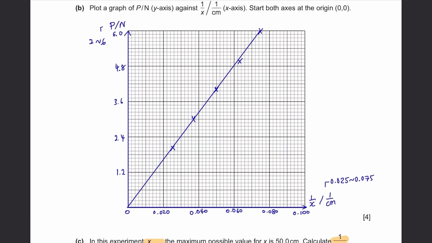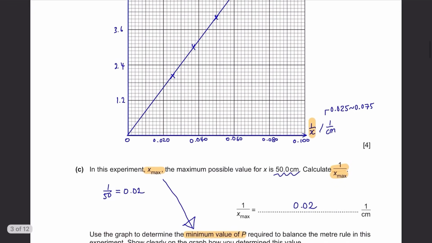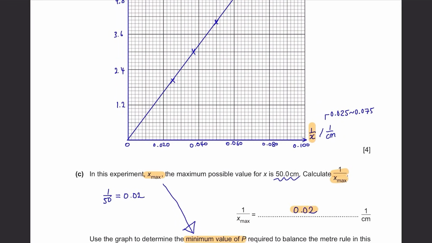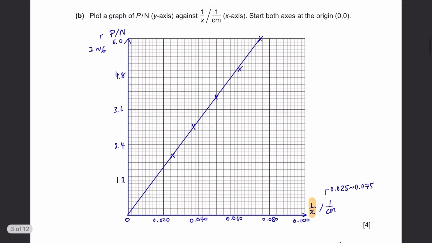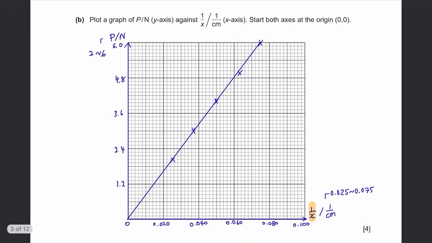We plotted a graph of 1 over x, so instead of using 50 cm, we need to use the 0.02 that we have just calculated to find the minimum value of P. Show on the graph that you're using the graph and identify where it meets the y-axis.